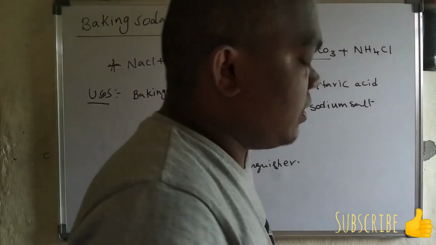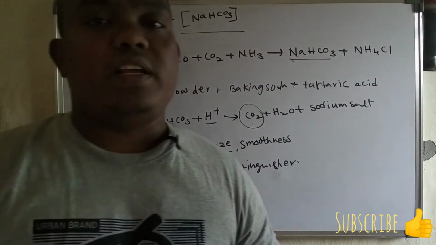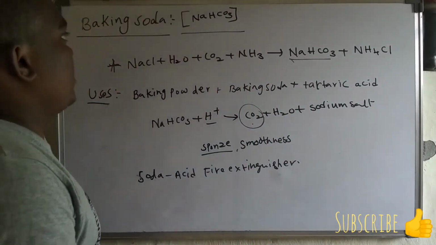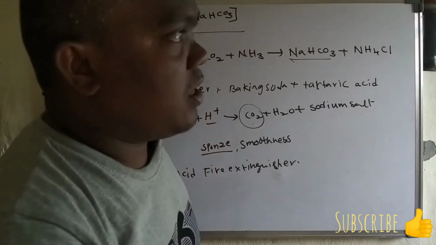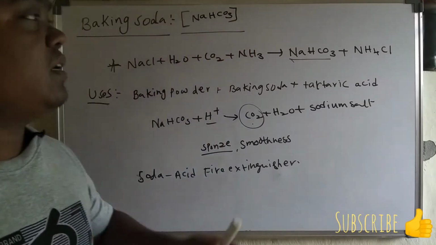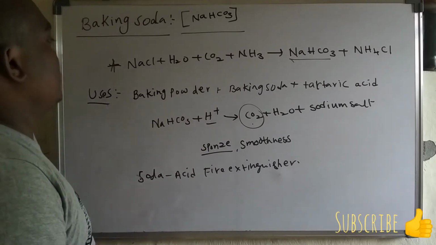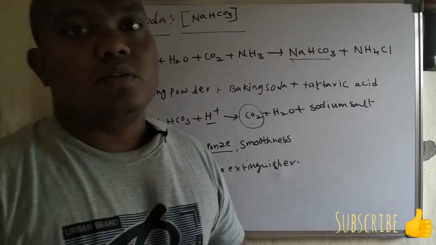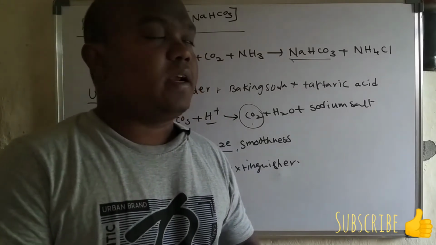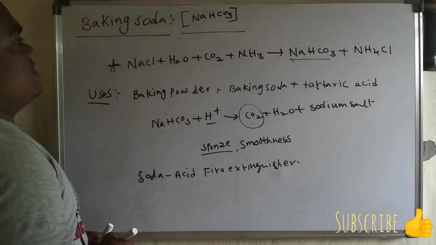So baking soda. Baking soda has the chemical formula sodium hydrogen carbonate, NaHCO3. It is generally used in the kitchen, for food tasting and all, right?